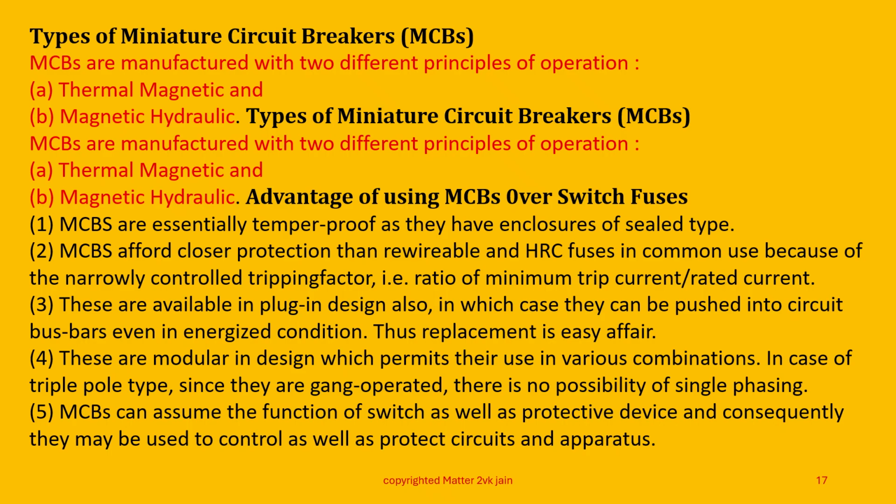Now, advantages of using MCB over such fuses. First advantage is MCBs are essentially tamper-proof as they have an enclosure of seal type. Second, MCBs afford closer protection than rewirable and HRC fuses in common use because of a narrowly controlled tripping factor, that is the ratio of minimum trip current to rated current, over rated current.